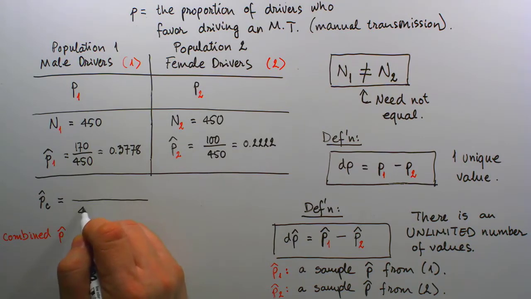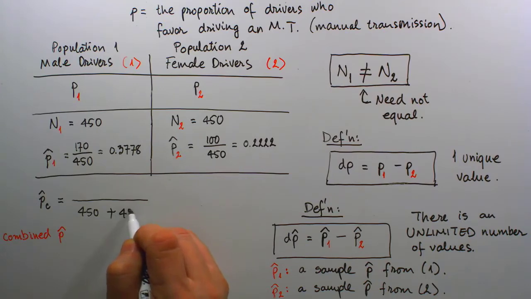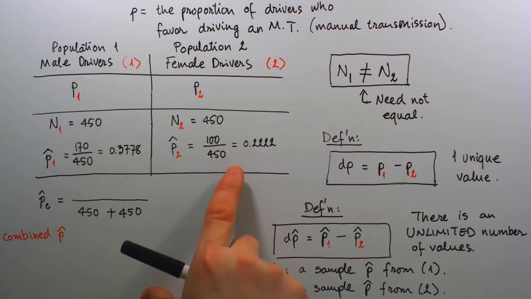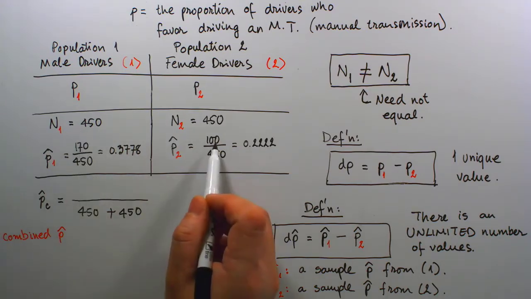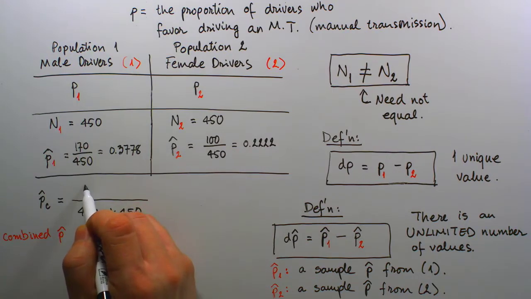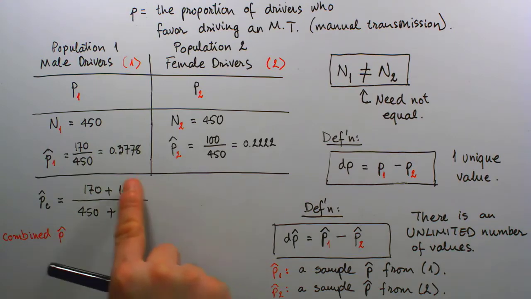This is how I calculate my p hat c. The denominator of p hat c is the total of the two sample sizes: 450 from p hat 1 plus 450 from p hat 2. I put that as my total sample size, and that's why it's called combined. We are combining the two samples together to come up with this overall larger sample size. Once we have mixed the two samples together, their success counts, 170 from the male driver sample and 100 from the female driver sample, are also totaled up. So in the numerator of p hat c, I have 170 plus 100. And that is how I calculate the p hat c value.